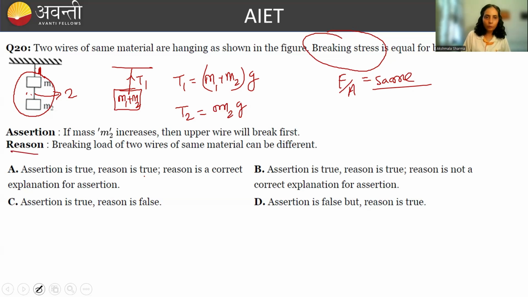Reason: the breaking load of two wires of the same material can be different. Breaking load can be different even if breaking stress is the same, because if area of cross section is different, then this breaking load, that is force, will vary. So definitely the reason is correct, the assertion is false. So D will be the correct answer.